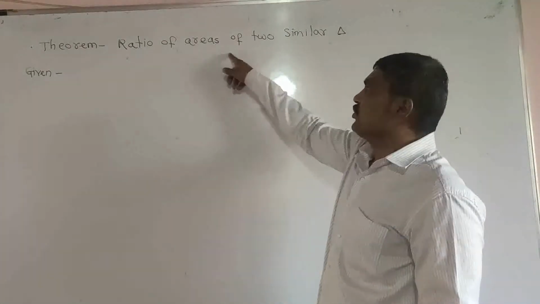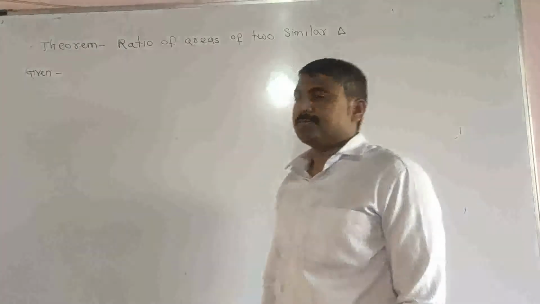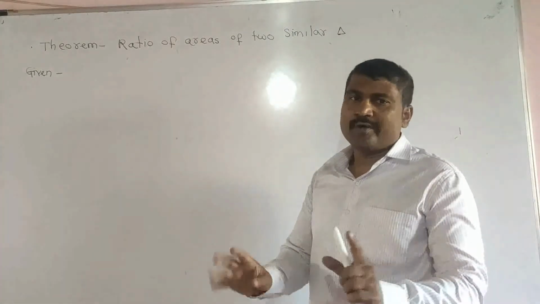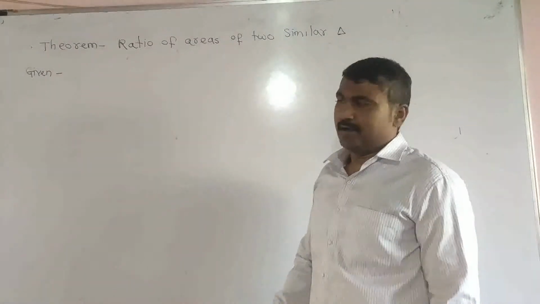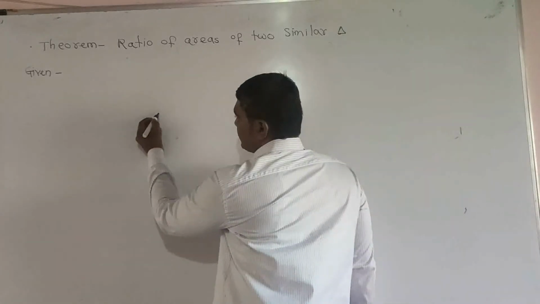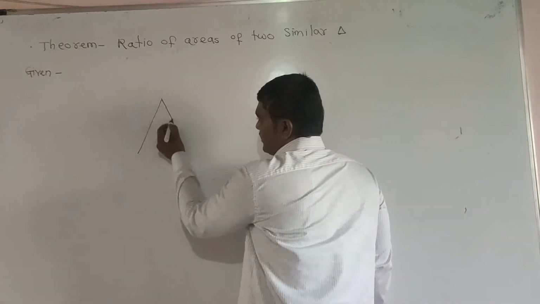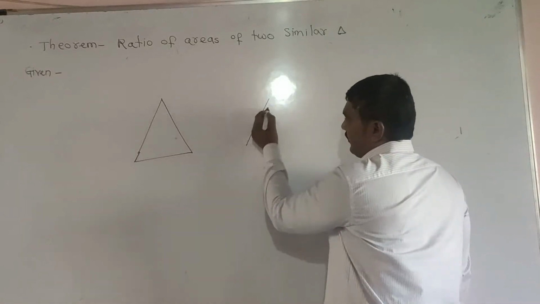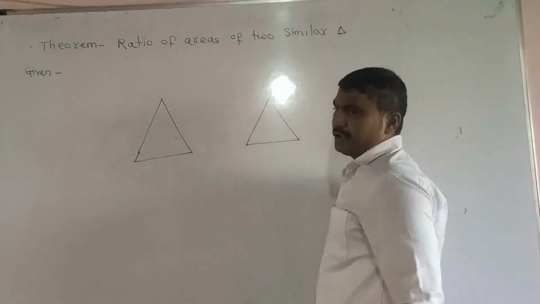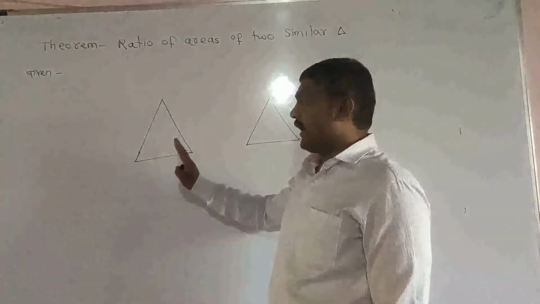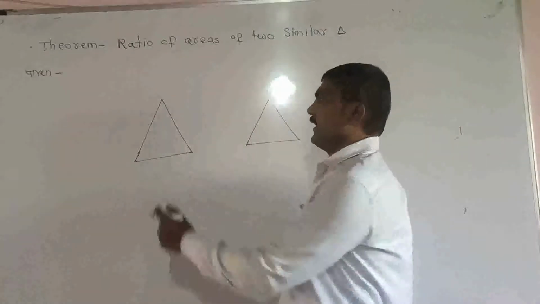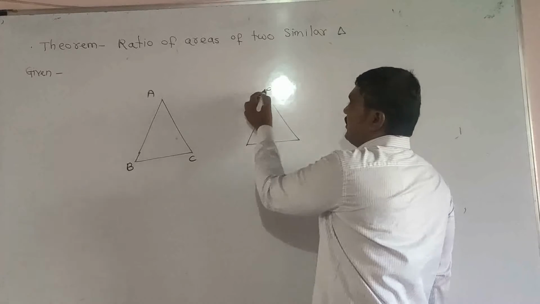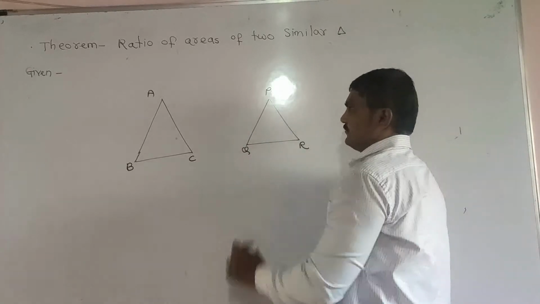The name of the theorem is ratio of areas of two similar triangles. Okay, the triangles are similar triangles. So first I am drawing two similar triangles. See, suppose this is one triangle, this is another triangle. These two triangles are similar. I have drawn these two similar triangles. Name them A, B, C, P, Q, R.